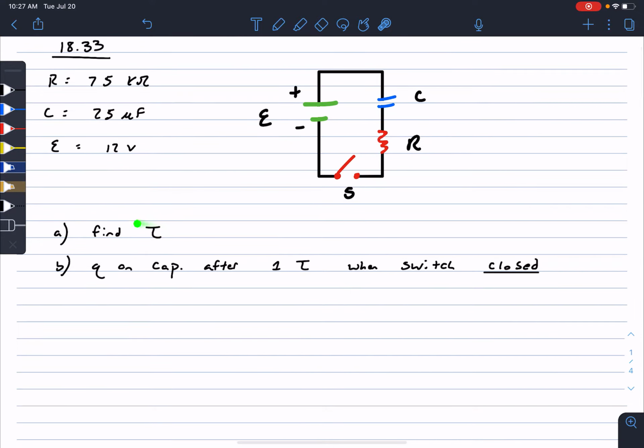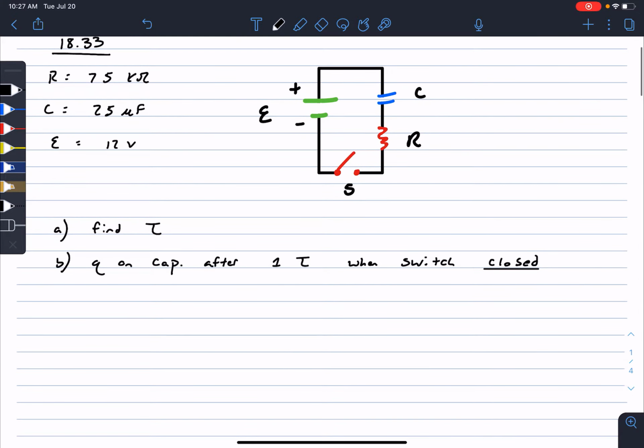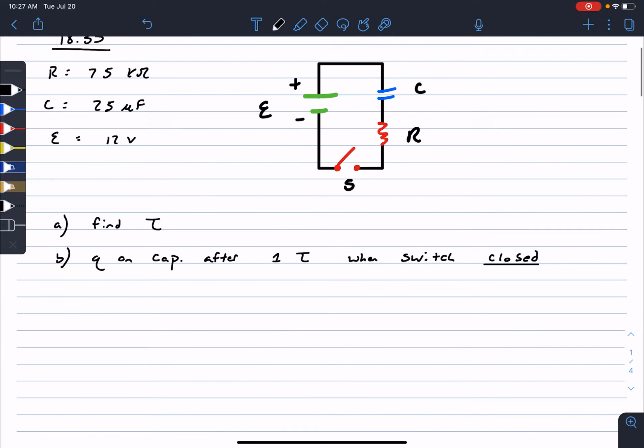Okay, we're asked to find the time constant tau, and then find the charge on the capacitor after a period of 1 tau after the switch is closed. So for these RC circuits, when you're given an EMF, once the switch is closed, you're going to have a charging capacitor. And we have a formula for that. It's Q equals Q max times 1 minus e to the negative t over tau, where tau is RC.